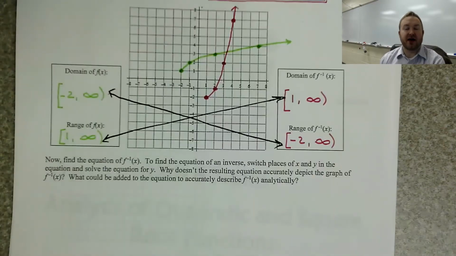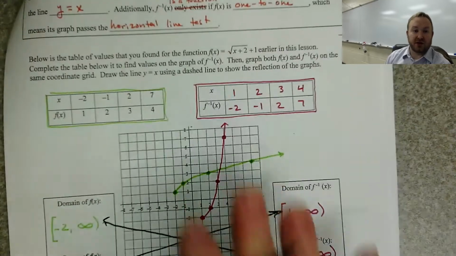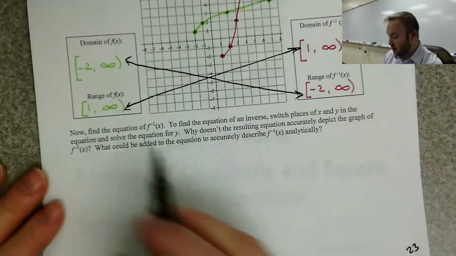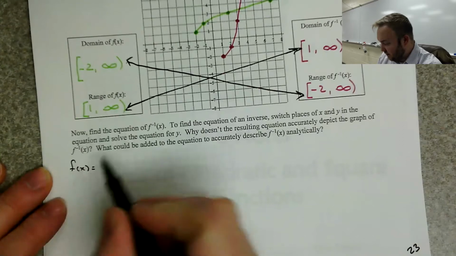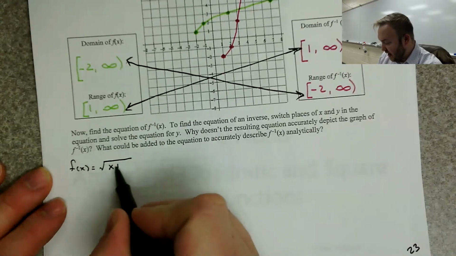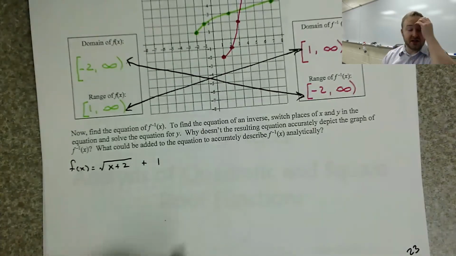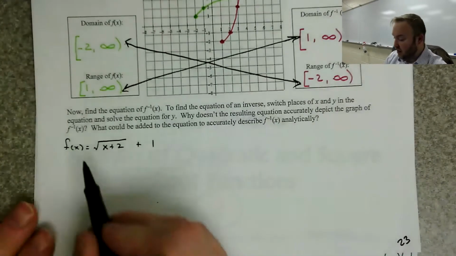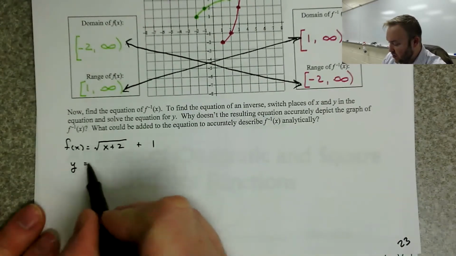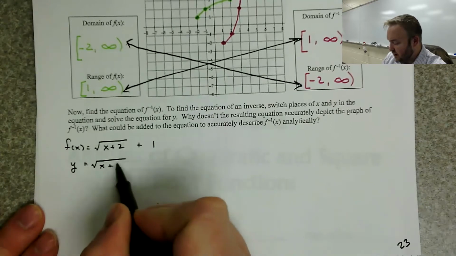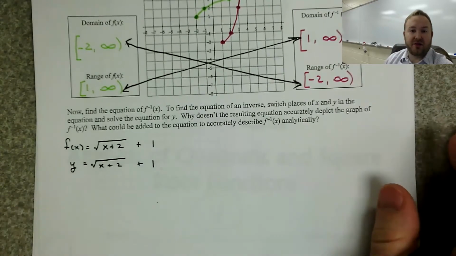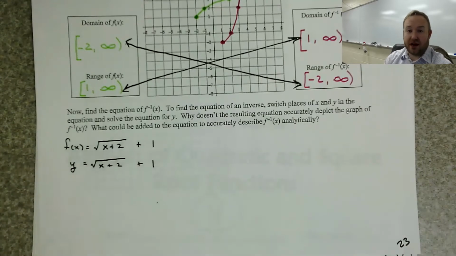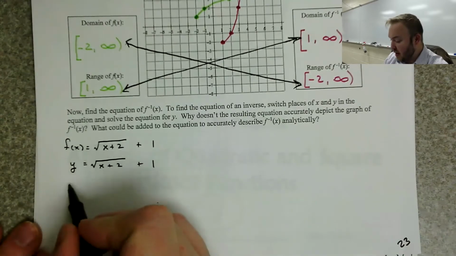Now it wants us to find an equation for the inverse. So I'm going to rewrite the original function here, which was f(x) equals the square root of x plus 2, plus 1. This is something that we learned how to do earlier this year, so this is not new. I'm going to remind you that f(x) is the y coordinate, and so I'm going to rewrite this function by replacing f(x) with y. I haven't done the inverse yet. I'm about to do the inverse right now. Inverse means that the x and the y are switched, and so I'm going to replace the y with an x.